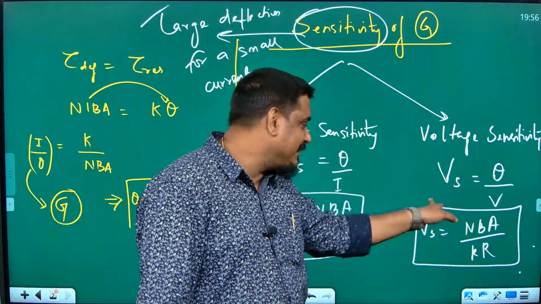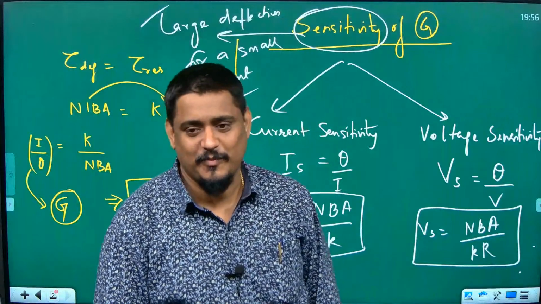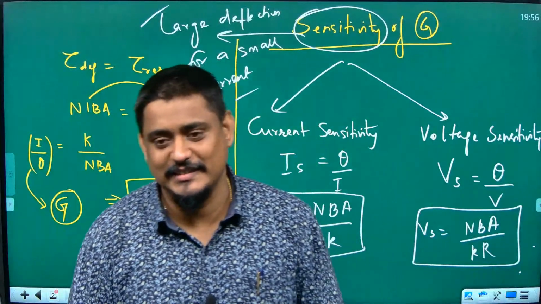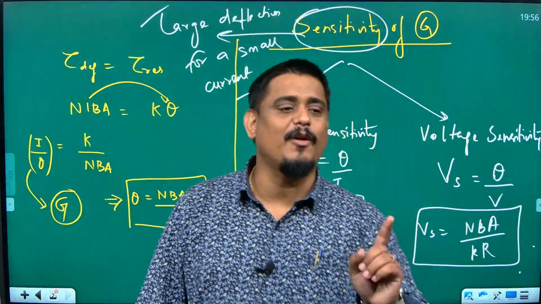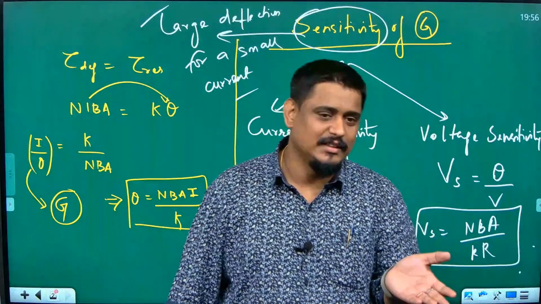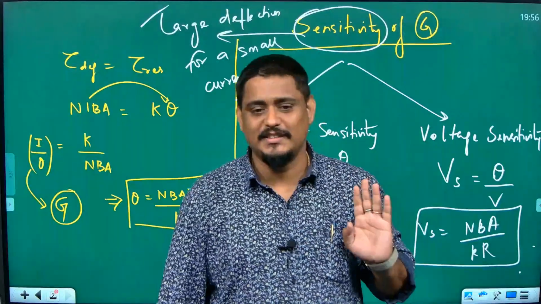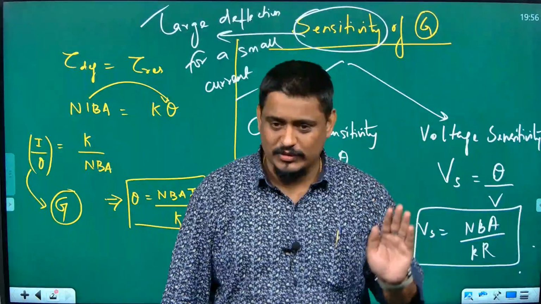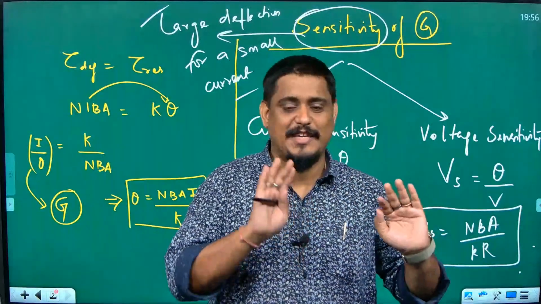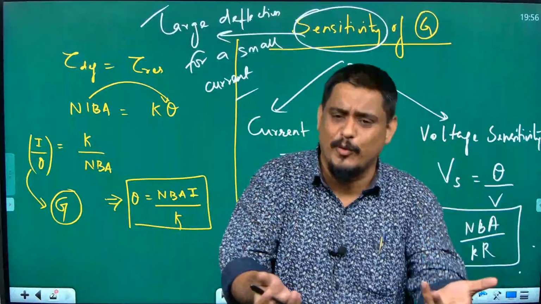R is increasing, so Vs will decrease. No change in Vs because of N increasing. So, number of turns increasing is actually going to only help you in current sensitivity, not in voltage sensitivity. Ruled out. I am not saying it will not, I am saying not favorable for doing that.